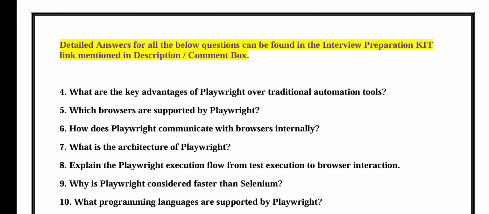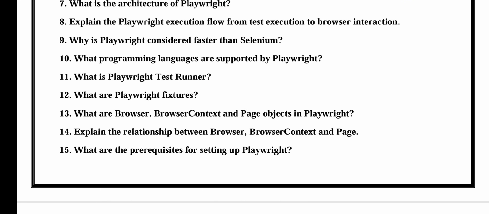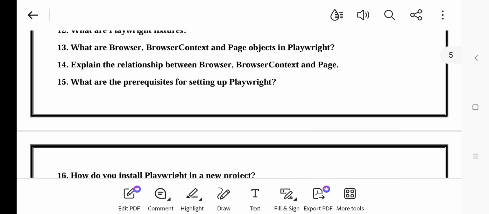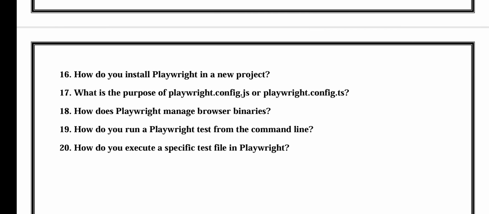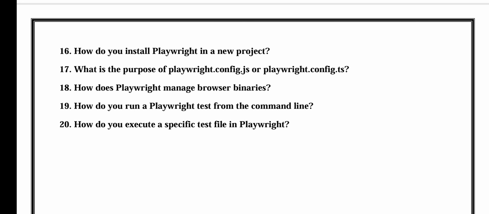What programming languages are supported by Playwright? And what is the Playwright test runner? What are Playwright fixtures? What are browser context and page objects in Playwright? Explain the relationship between browser context and page. What are the prerequisites for setting up Playwright? How do you install Playwright in a new project?